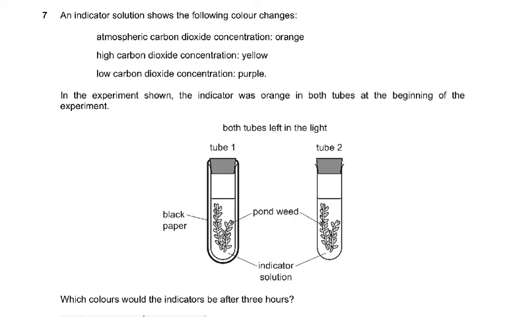Question number 7. An indicator solution shows the following color changes. Atmospheric carbon dioxide concentration is orange. So we need to know this.